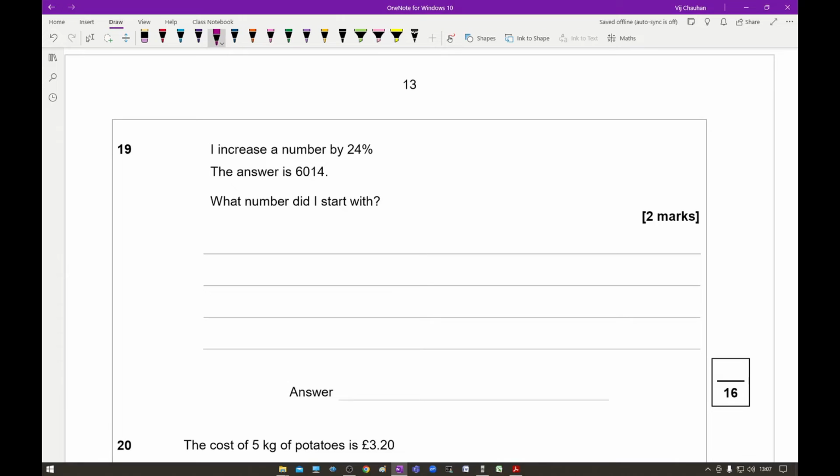So for this, to find out what 100% is, we're going to divide 6,014 by, now an increase of 24%, the decimal multiplier is going to be 1.24. So in this case, to find the original amount, I need to divide by 1.24. And that gives me an answer of 4850.